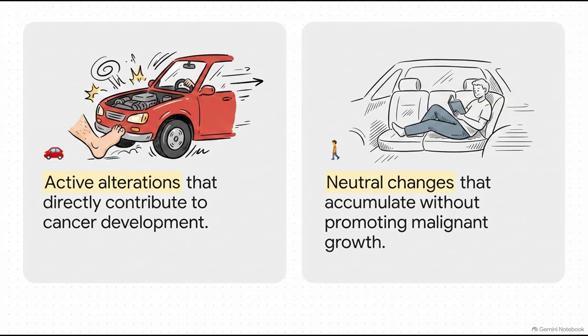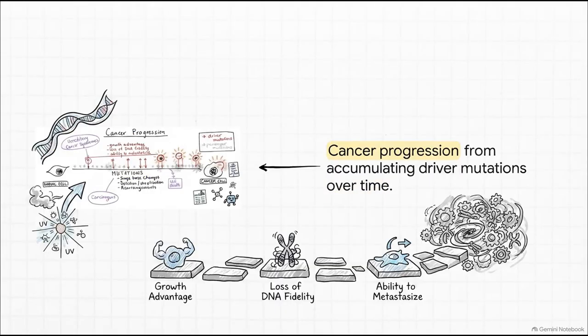Passenger mutations, on the other hand, well, they're just along for the ride. They are completely neutral genetic changes that just happen to accumulate right alongside the driver mutations, but they aren't actively promoting the malignant growth. Let's trace how this looks on a timeline. Those gray asterisks you see represent passenger mutations, just accumulating harmlessly over the years. But the red asterisks? Those are your driver mutations.